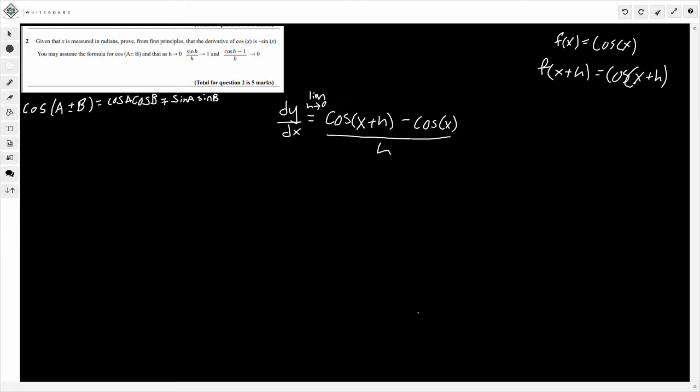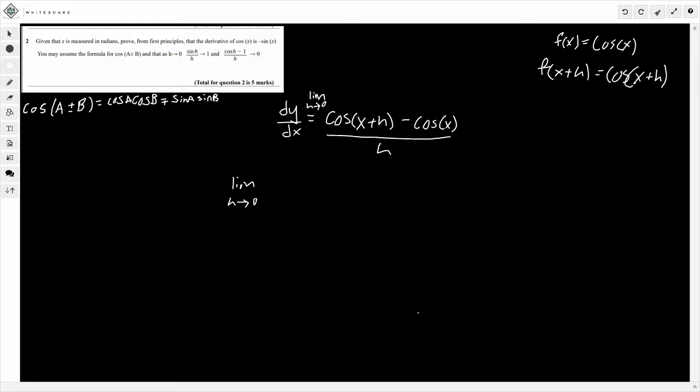Let's keep going with this. Again, the limit as h tends to 0. What we need to use now is the formula here, cos(A plus or minus B), but we're using it here with cos(x plus h). Because it's plus, we're going to use minus here. That's all that means. If it was minus, we'd use the plus, obviously.